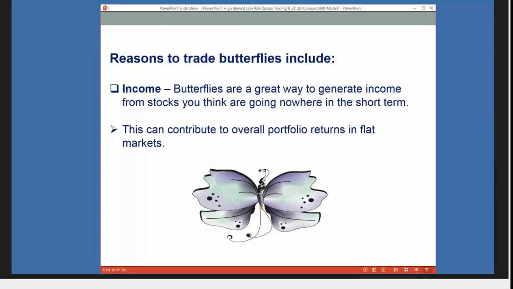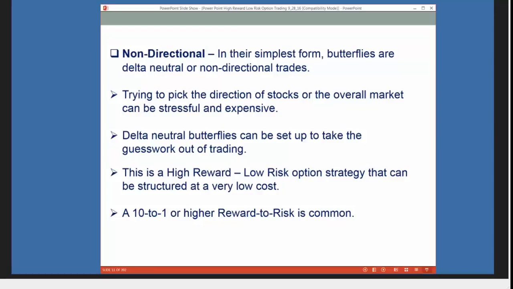So they can be used for income. It's a great way to generate income from stocks you think are going nowhere in a short period of time. So this can contribute to your overall portfolio returns in a flat market. It's also non-directional. You can use it for non-directional type of scenarios.